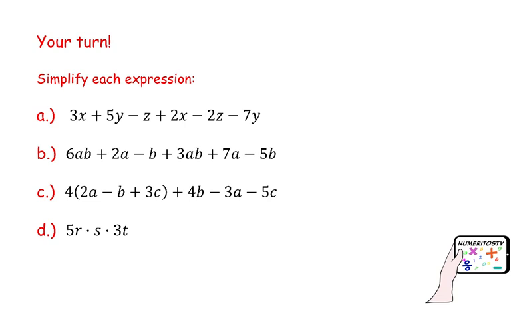So now is your turn. Simplify each expression. Remember, use different colors to circle like terms. That will help you with the symbol in front of each term to see what operation can you perform. Then simplify. Okay, at the end of this video, remember that I have the answers of these problems.